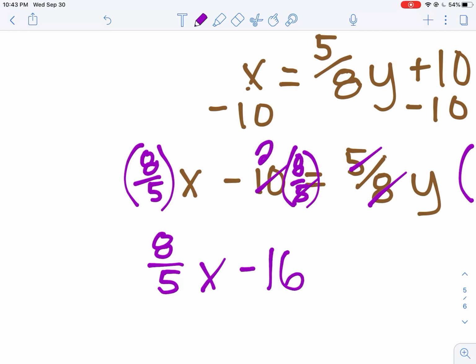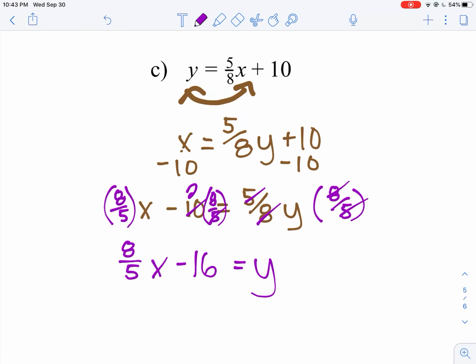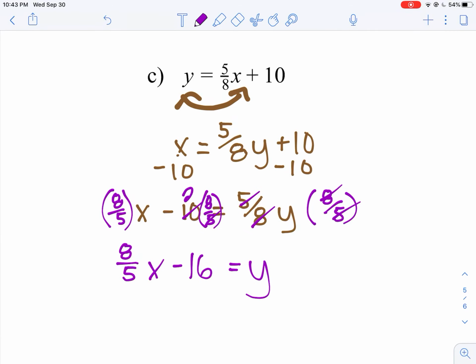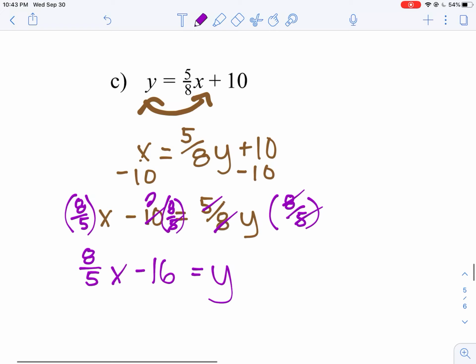I get 8/5 x minus 16 equals y. So that would be the inverse of this relation. The original was y equals 5/8 x plus 10, and I get y equals 8/5 x minus 16. And I can even reverse the order, so I can do y equals mx plus b.